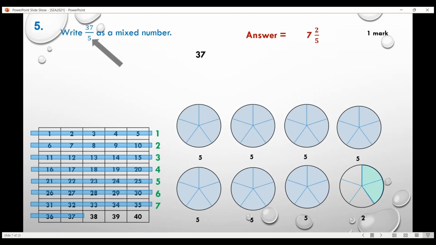We can also do it like this, where we say we have 37, and teachers like to do it this way, 5 into 37. 5 into 3, well, cannot. So 5 into 37, we get 7. That's normally what they say in class. And the remainder is 2. So that is 7 wholes and 2/5.